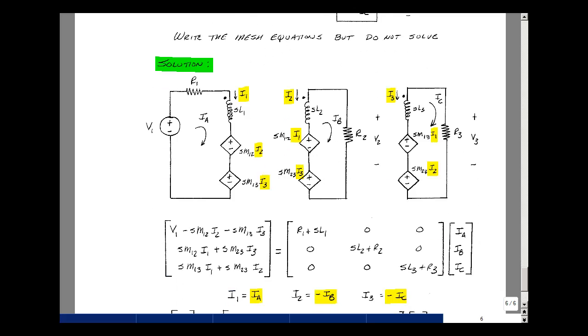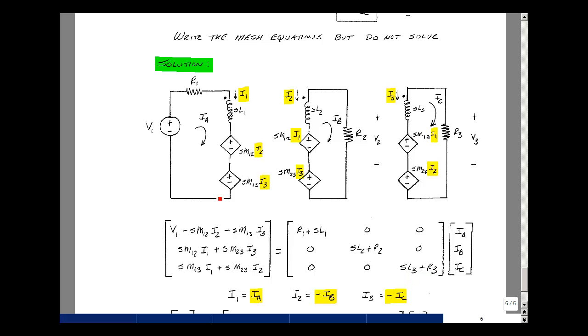Okay, let's write mesh equations by inspection. So we'll set up a 3x3 matrix with I sub A, I sub B, and I sub C. And then what's going to go in row 1, column 1 are all of the impedances in mesh 1, which is just R1 plus SL1. And there's nothing connected between the meshes now, all zeros. Row 2, column 2, the impedances that are in mesh 2, so it's SL2 plus R2. Again, all zeros everywhere else, no other connections. And lastly, for mesh 3, I've got SL3 and R3. That's going to go in row 3, column 3.